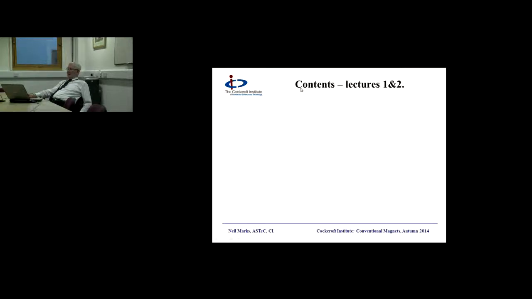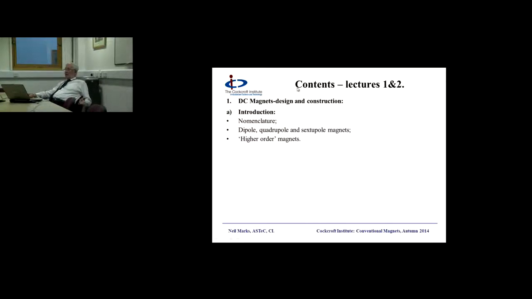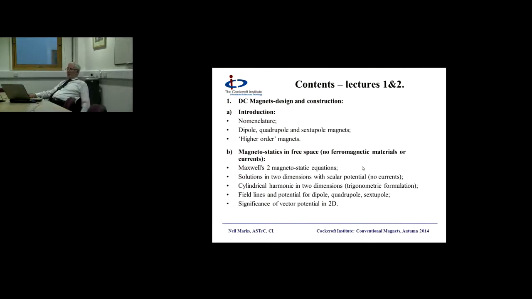So, what are we going to have in these first 2 lectures? We're going to start off with DC magnets and the basic nomenclature, the dipole, the quadrupole and the sextupole, which all our postgraduates will now be well acquainted with in terms of the latest lectures that they've had, and also what we call higher order magnets. And then we will look into more theory, and we will start with Maxwell's equations, the magnetostatic equations in 2 dimensions, and we're going to start off with no currents and no steel.